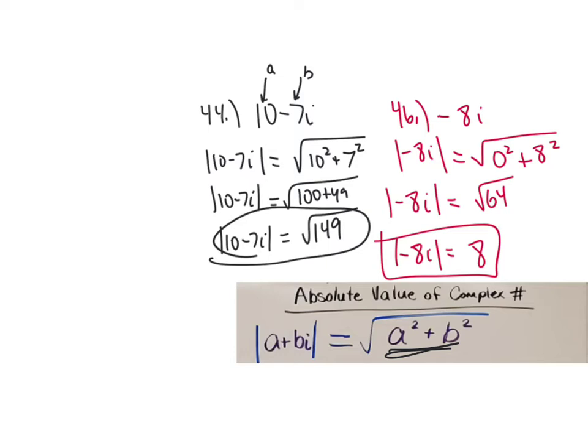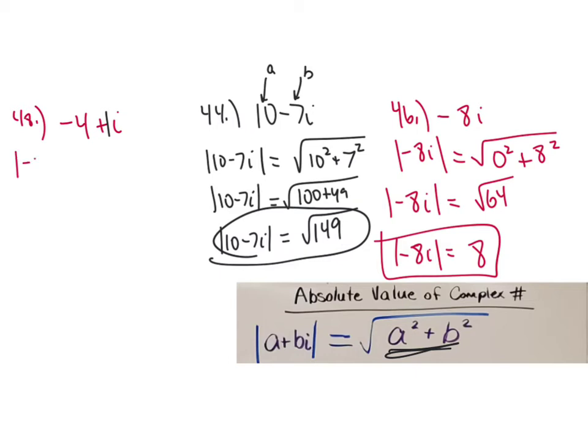So 48, the exact same concept. 48 is negative 4 plus i. Actually, people make mistakes on 48 because there's not a number in front of the i. Remember, there's always a 1 there, even if math guys don't really write that down.